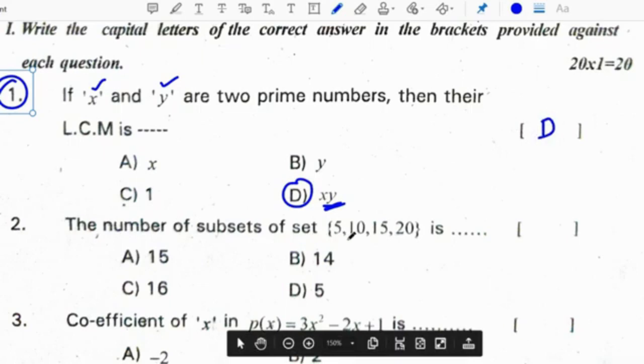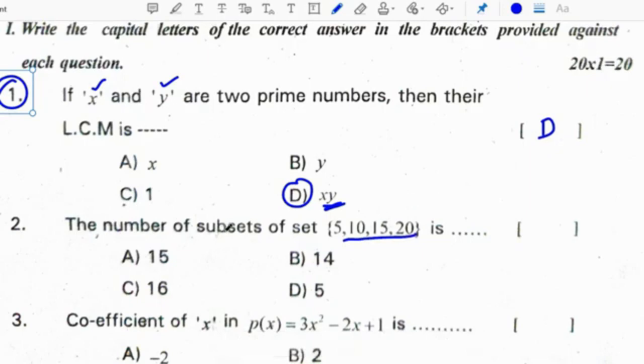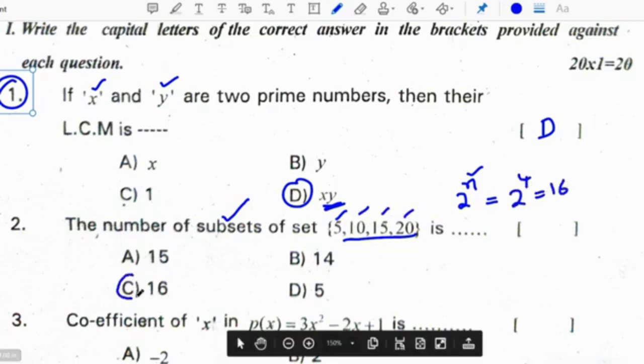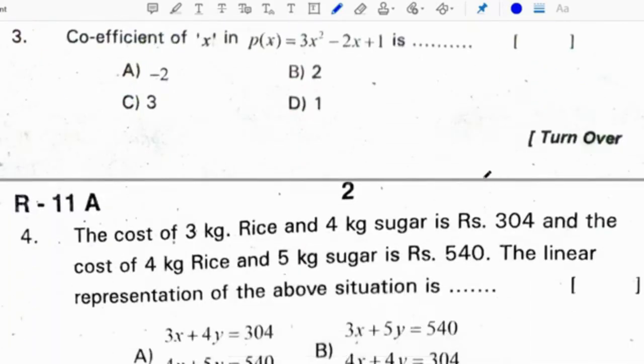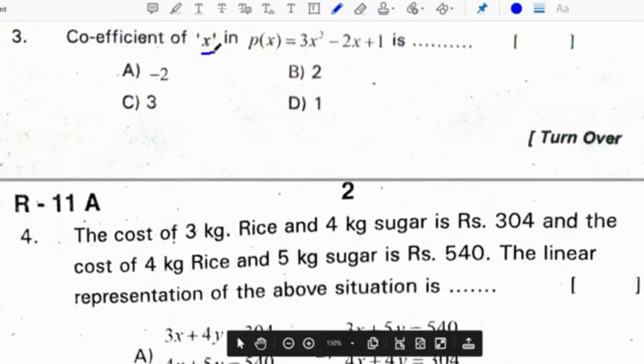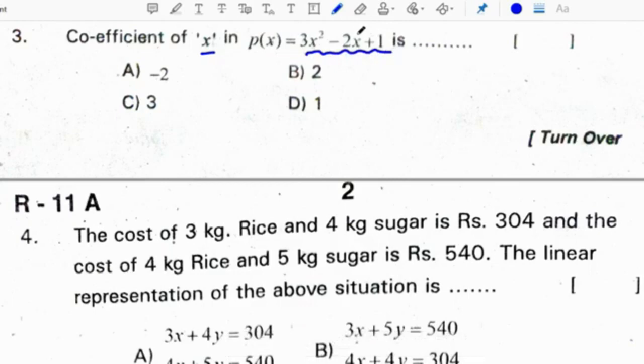The number of subsets of the set {5, 10, 15, 20} is. The number of subsets is given by the formula 2 power n, where n is the number of elements in the set. In this given set, we have 4 elements: 1, 2, 3, 4. So 2 power 4 is nothing but 16. So the correct option for the second question is C. Third question, the quotient of x in P(x) equal to 3x square minus 2x plus 1. The x coefficient is minus 2. So the correct option is A.